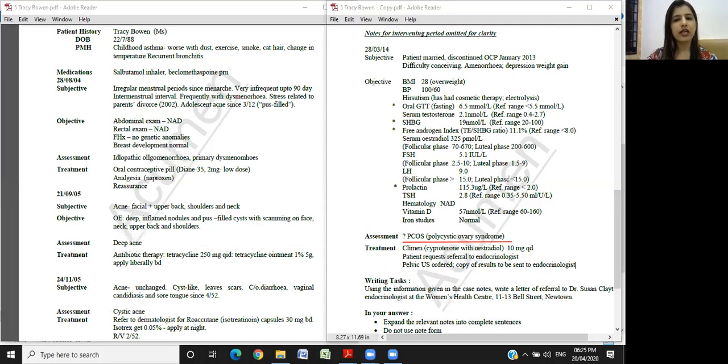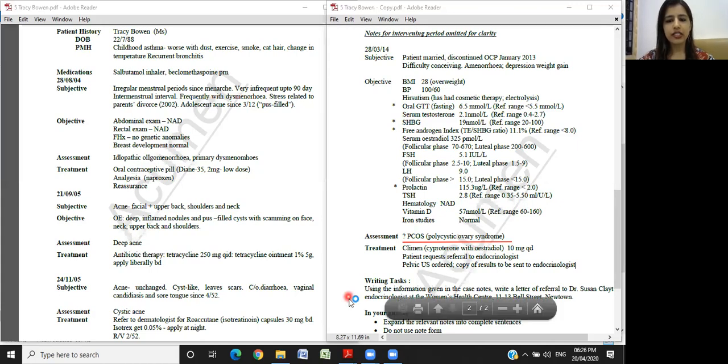While you are reading through the case notes, you think what points are relevant for the target reader and what points are irrelevant for the target reader. Okay? So now start reading the case notes with these two things in mind. You are writing to an endocrinologist and you are writing for further assessment of polycystic ovary syndrome.